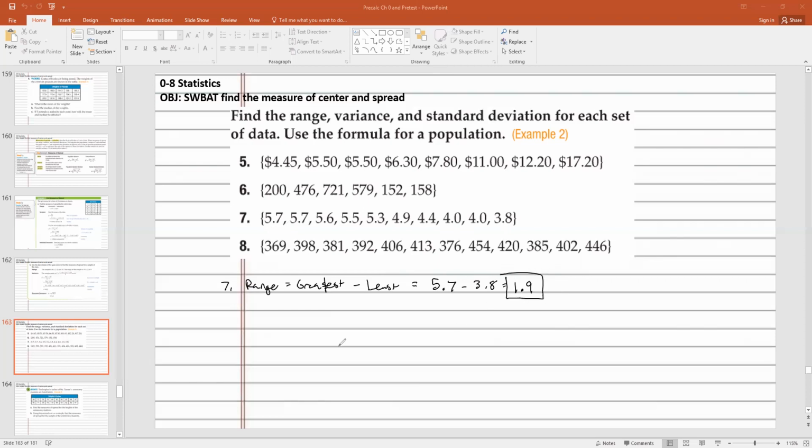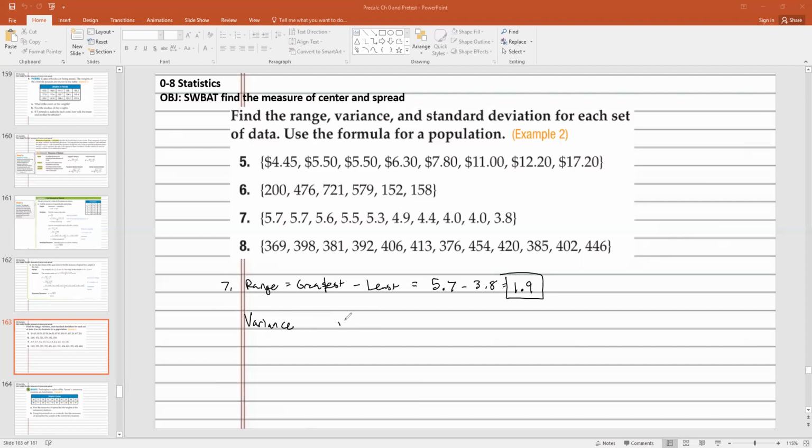And that's it. That's our range. So that's the difference between the least and the biggest. All right, now let's do the variance. And this is the one that's going to be a lot of work. Okay, so get ready.